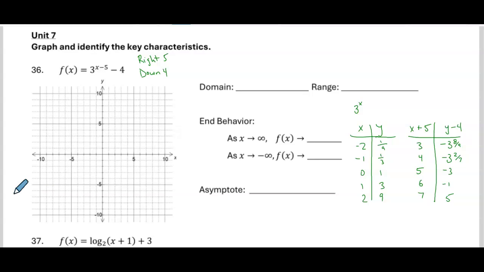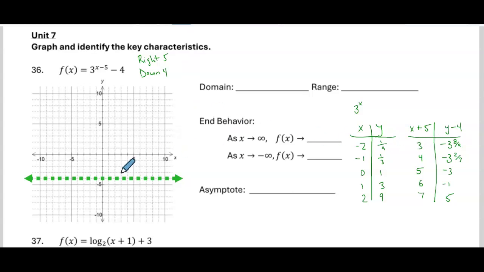Alright, now I can go over here. Normally an asymptote would occur at 0 for exponentials, and it's horizontal, but because of the down 4, I actually do want my horizontal asymptote to drop down by 4. So straight across -4. Now I plot my points.